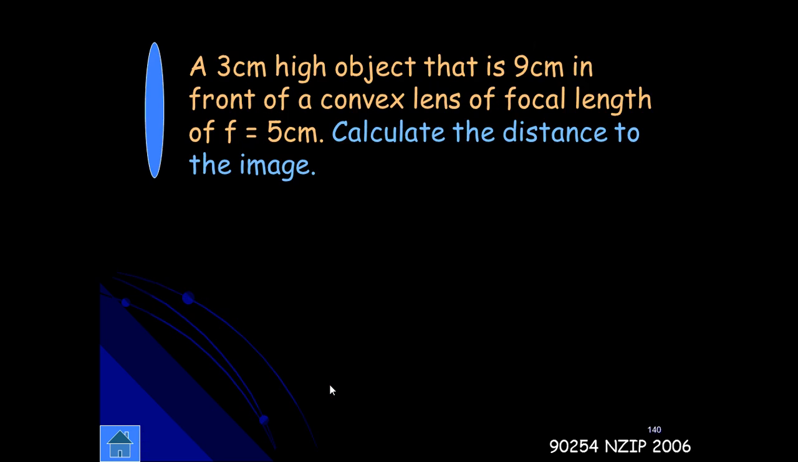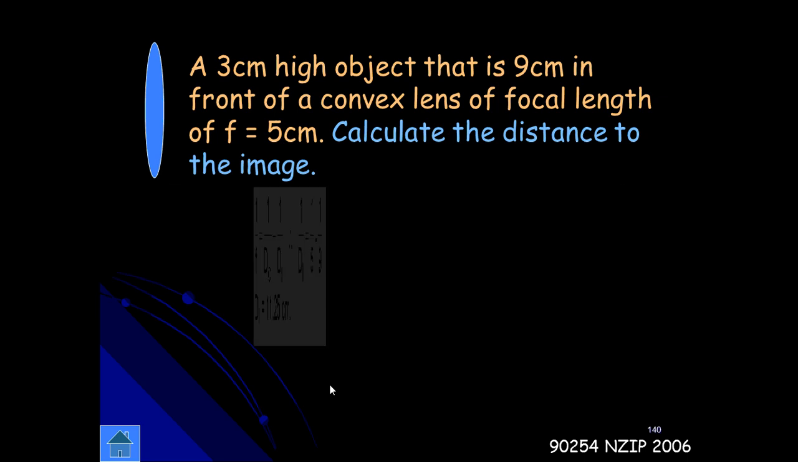Let's have a look at a couple of examples from a few years ago. A 3 centimeter high object is 9 centimeters in front of a convex lens. Focal length of 5 centimeters. Calculate the distance to the image.